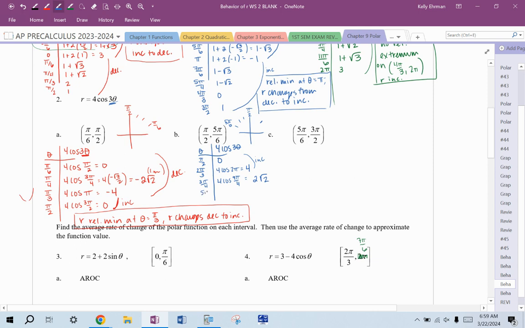So we're starting to decrease. And then 5 pi over 6 is our last value. That's 4 times the cosine of 3 times 5 pi over 6. So 3 over 6 reduces. So it's 5 pi over 2. And that's back to 0. So r is changing from increasing to decreasing. That means that there's a relative max at theta equals, where does it hit 4? It hits 4 at 2 pi over 3. And that's because r changes from increasing to decreasing.